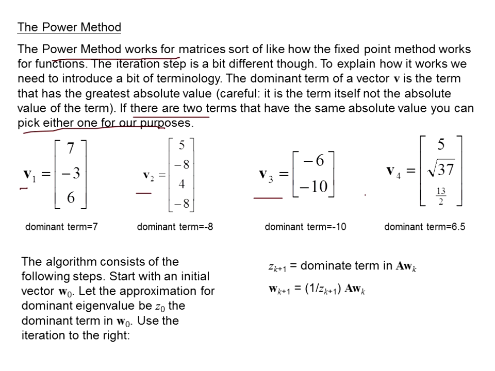These are some eigenvectors. In these eigenvectors, the dominant value is the maximum value. Which one? 7 is the maximum value. So we say that the dominant term is 7.